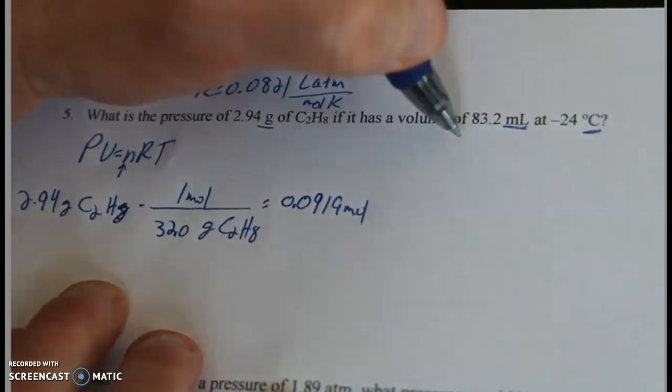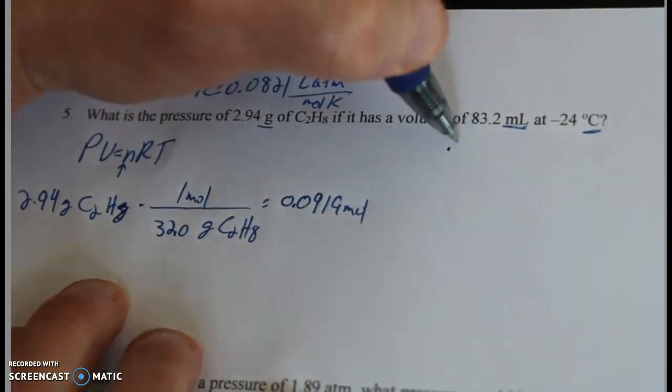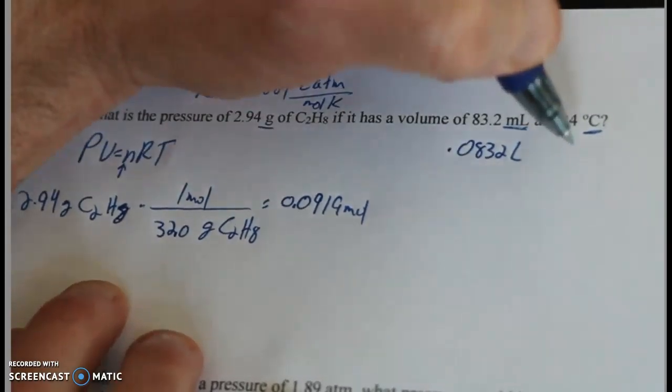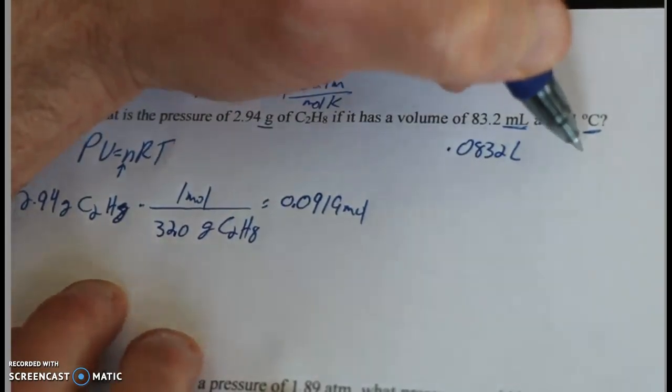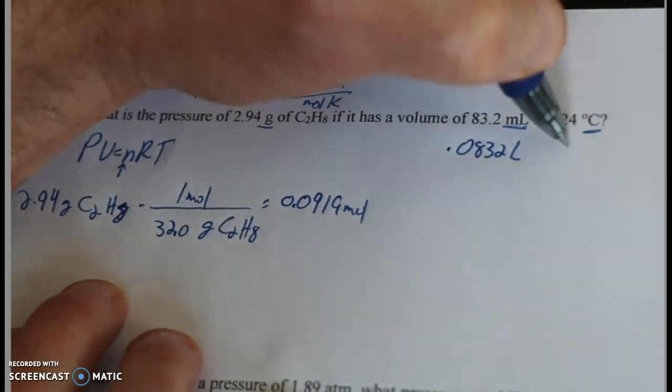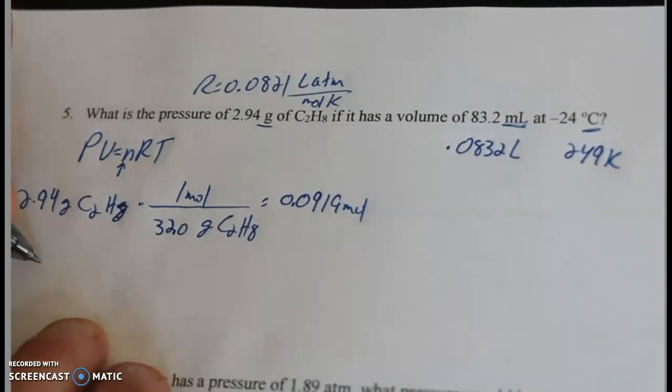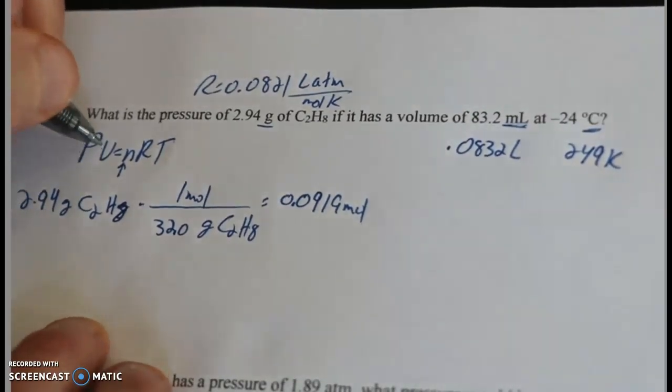83.2 milliliters, that's pretty easy. You just move the decimal point 3 places to the left: 0.0832 liters. Negative 24 degrees Celsius. You add 273 to that, and that gives you 249 Kelvin. So now when I plug this into the equation, well, I want to solve for pressure.